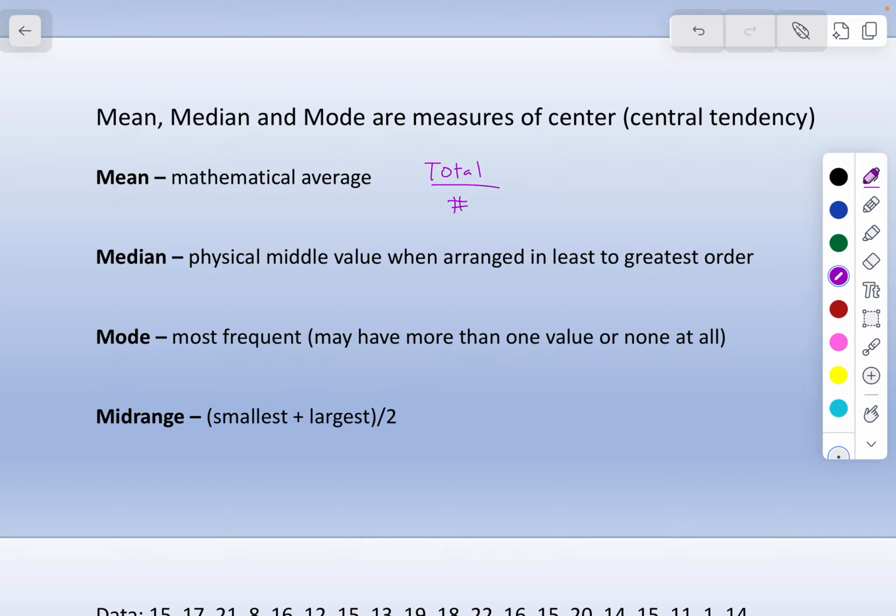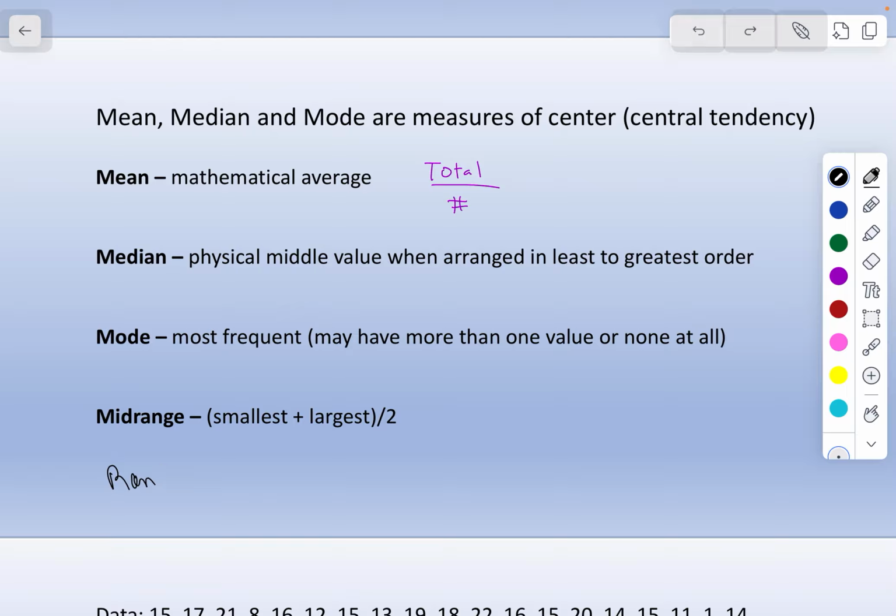The median is the physical middle value when arranged in least to greatest order. If there are 10 items, then you would need to look at the 5th and 6th items and average those middle two. The mode is the most frequently occurring value. You may not have any that occur more often than others. Or you might have, in a list, the number 5 appears 3 times, but so does the number 7. So, it just depends.